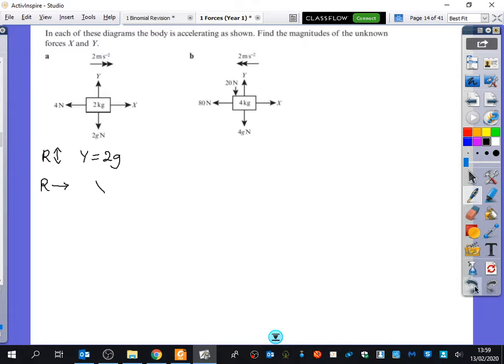In fact, what I'm going to write here is I'm going to do this using F equals ma. So I get x minus 4 equals the mass, which is 2, times the acceleration, which is 2. So this is the resultant force, this is the mass, this is the acceleration. So I get x minus 4 equals 4, so x equals 8. Okay?